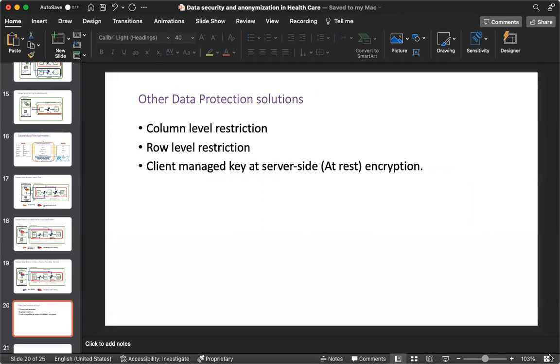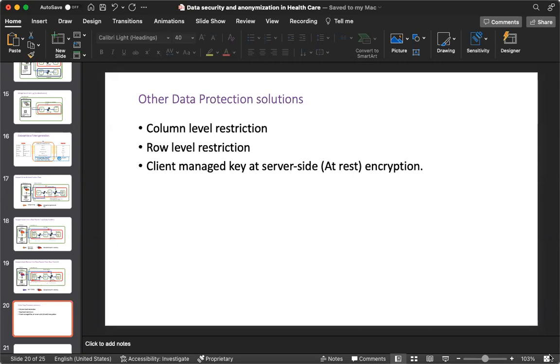We also use other data protection mechanisms. One is called column level restriction. In any data warehouse or other database, if you don't want to share certain columns, we use this; most of the time it is provided by the software manufacturer itself. The next one is row level restriction, where we don't want to share certain clients' information, so we put a restriction based upon the rules, security group, or department they belong to, and the restriction is implemented.